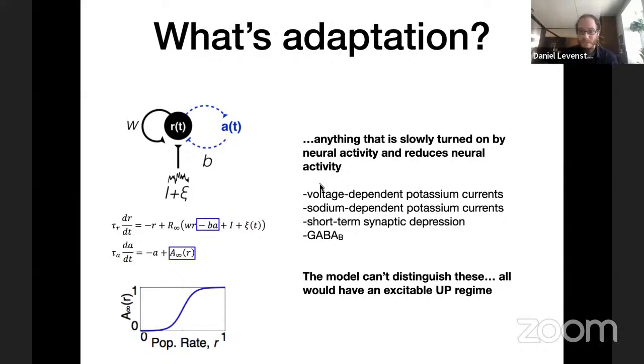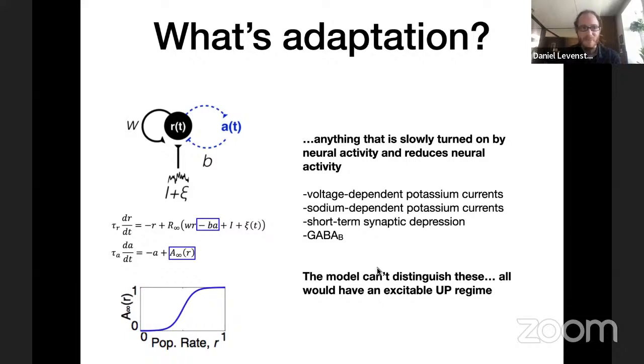There are a number of different ways that neurons do this. There are things like voltage-dependent potassium currents, sodium-dependent potassium currents, short-term synaptic depression could even act like this, as well as GABA B. And our model can't really distinguish these, in the sense that all of these different sources of slow negative feedback would have something like the excitable up regime that we see in the data.